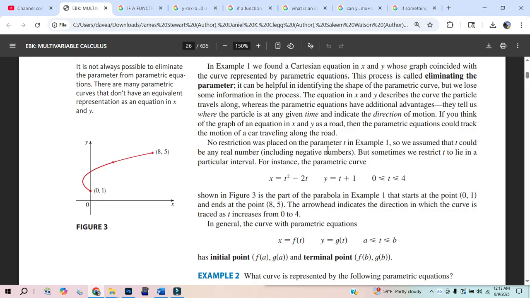All right, so sometimes we restrict t to lie in, cool. Yeah, let's read it.